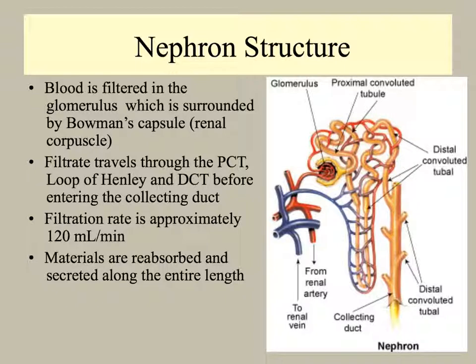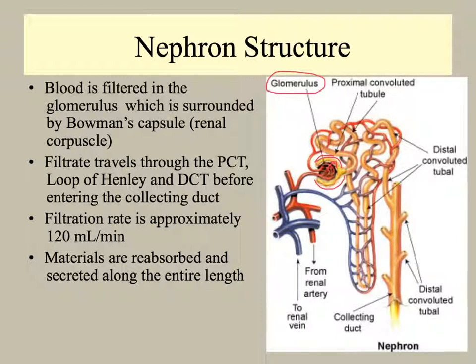Taking a little bit deeper look at the nephron structure, you've got this group of capillaries called the glomerulus. This is where your afferent arteriole divides into capillaries, which then come together to an efferent arteriole. Surrounding this little knot of capillaries is a sac of tissue known as Bowman's capsule, and the filtrate will move out of the capillaries and into the space created by this surrounding layer of tissue. This whole thing together is known as the renal corpuscle.